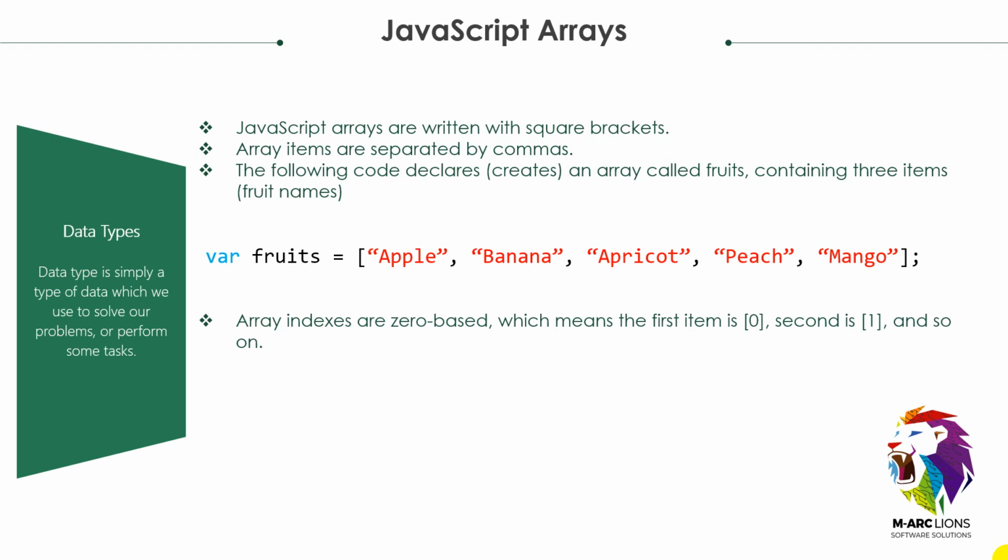Array indexes are 0 based. There are 5 indexes and the first index always starts with 0. Like you can see, apple has the index 0, banana has the index 1, apricot 2, peach 3, and mango has 4. You can see the length is 5, but the indexes end at 4 because they start from 0, and so on, and you can move on and on.